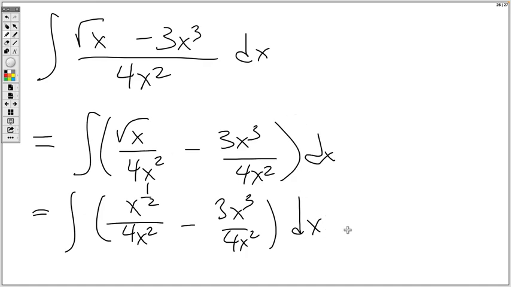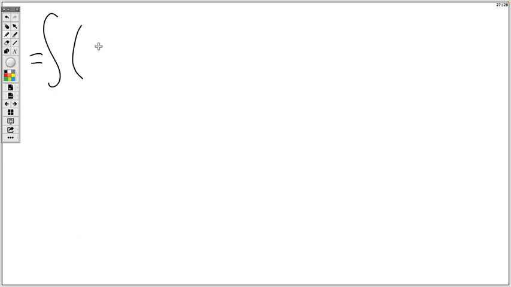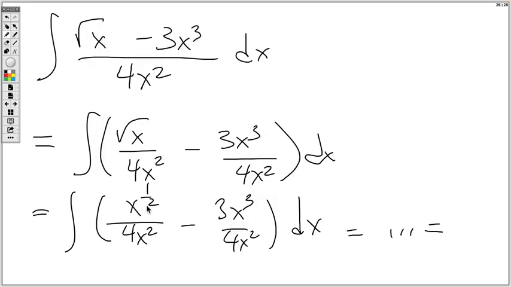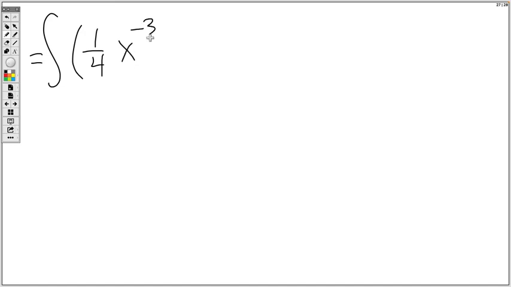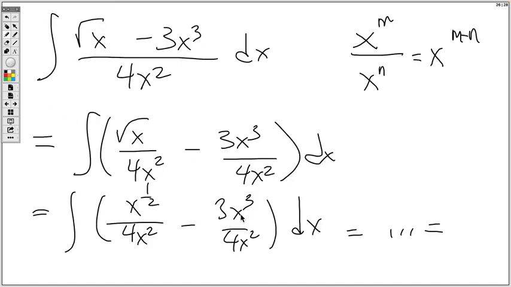Let's take a look at what's going on here on that first term. I've got a 4 in the denominator. That means I've got a constant multiple of what here? 1/4. Now what do I do here? I've got x to the half divided by x squared. So how does this happen? If I have x to the m power divided by x to the n power, what do I do with those exponents? You subtract them, m minus n. So I'd have 1/2 minus 2, so minus 3/2.